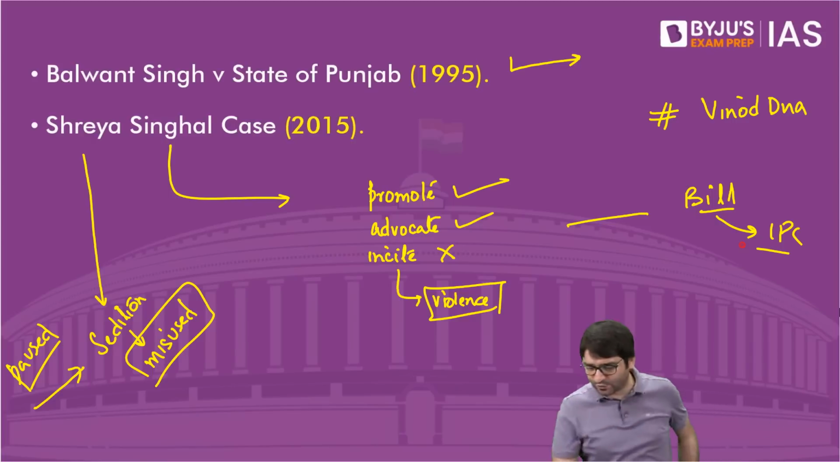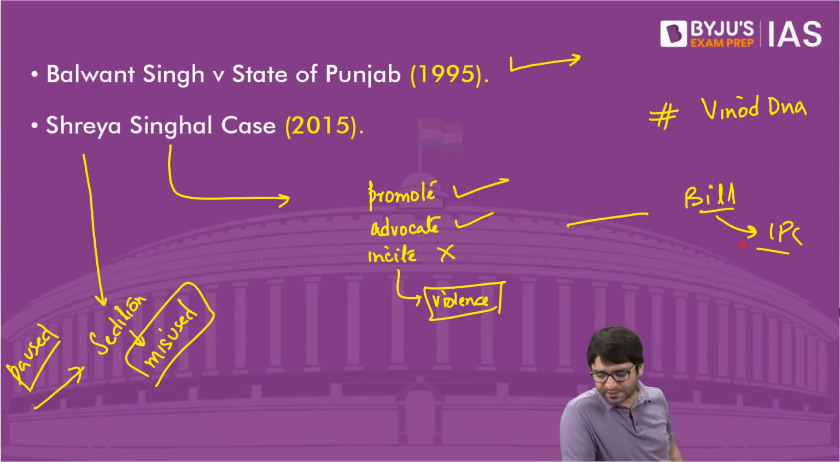Sir, a 12-year-old girl was raped in Ujjain. Isn't it the rarest of the rare case? That depends upon the judges, if the judges view this as the rarest of the rare.